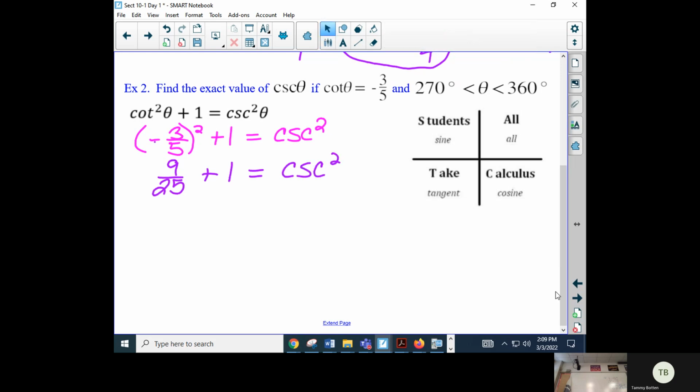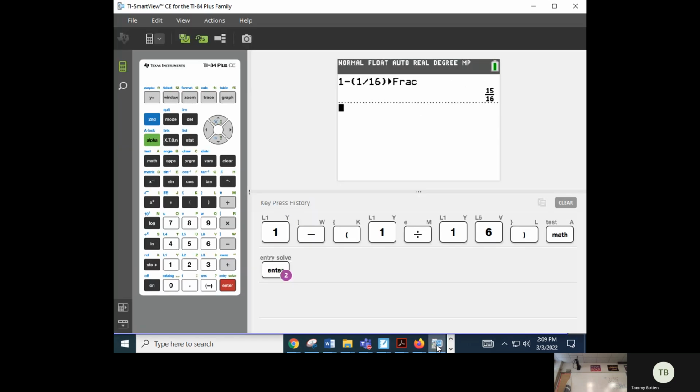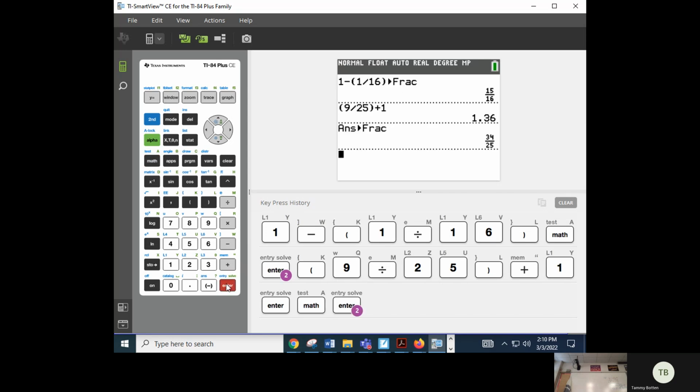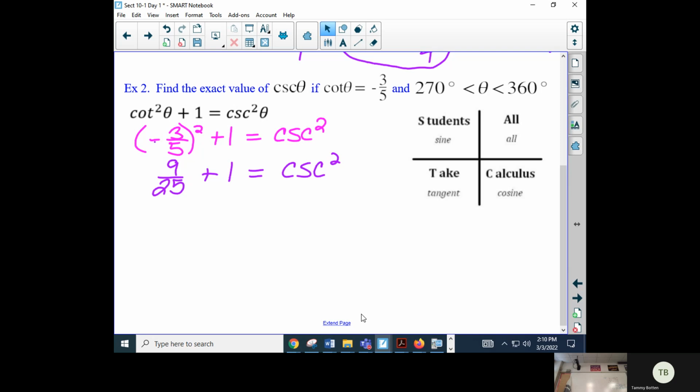Now, again, if you have a graphing calculator, which you can always borrow mine if you don't have one, you can go parenthesis 9 divided by 25 parenthesis plus 1. Oh, and what I forgot, math, enter, enter, and then you get 34/25, okay? If you don't have that, just so you know how you would do this, you'd go 9/25 plus, do you get that? You could write 1 as 25/25.